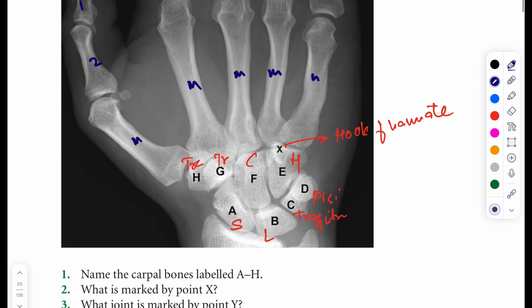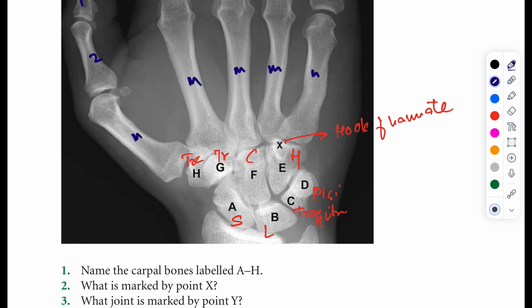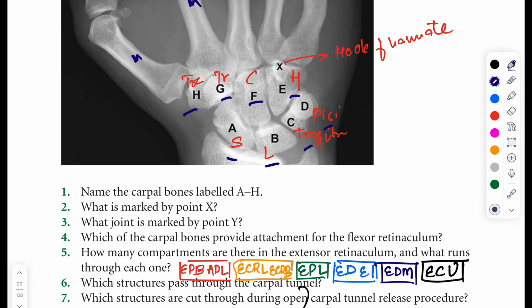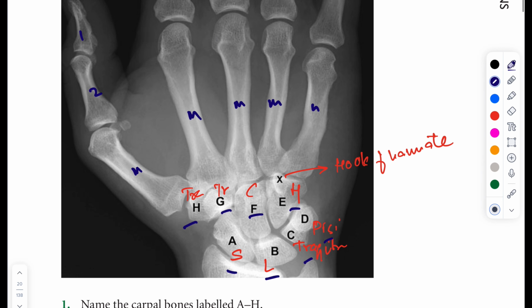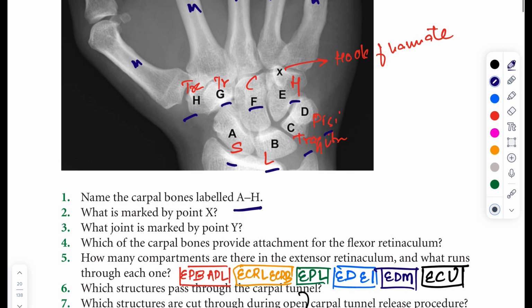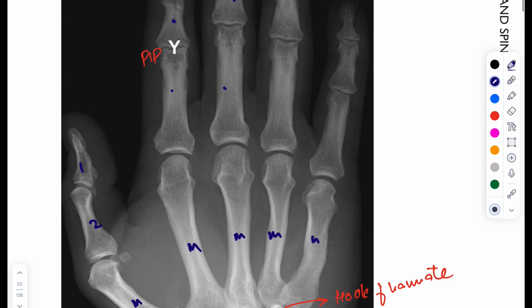So when you see from the radius, the mnemonic is: so she looks too pretty, try to catch her. Scaphoid, lunate, triquetrum, pisiform, trapezium, trapezoid, capitate, hamate. So this will be the hamate, and you see this is the hook of hamate. So the carpal bones are A to H, and you are just told what is the mark X. Where is X? This one is X, the hook of hamate. The joints are marked by the points: proximal interphalangeal joint, distal interphalangeal joint.